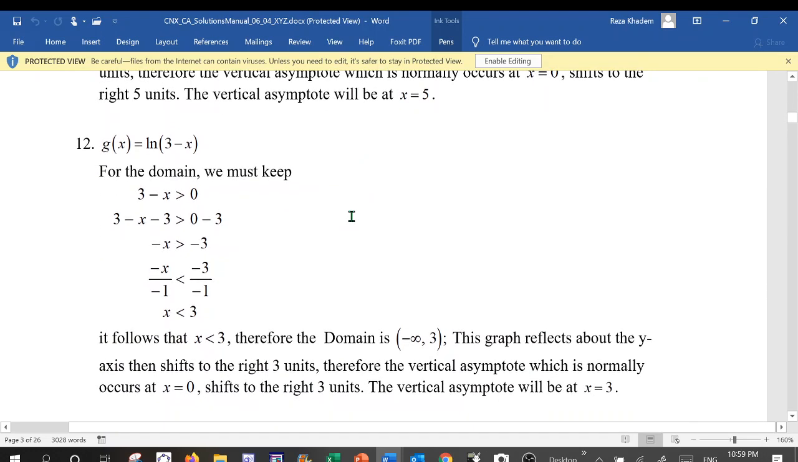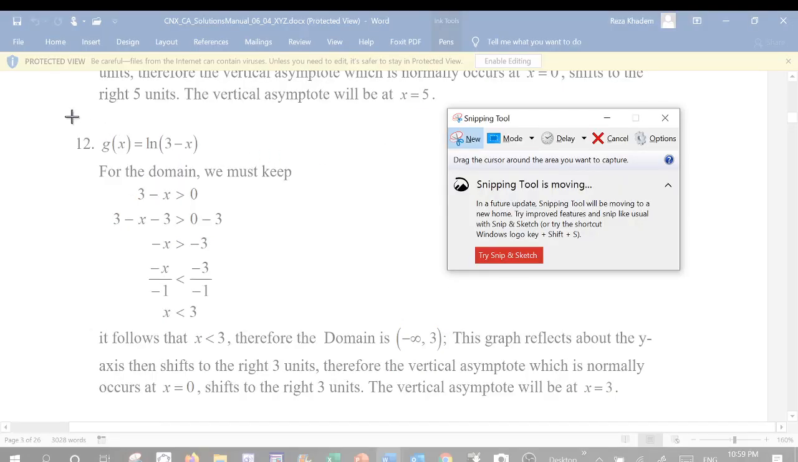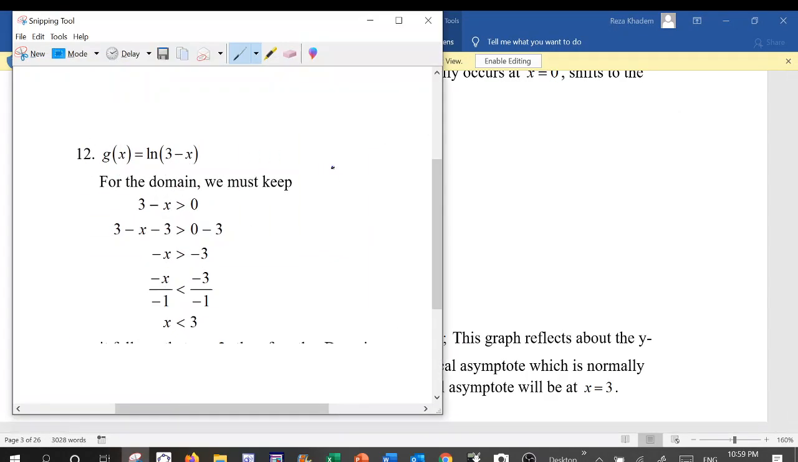Now in number 12, the same thing. So what's the domain? Well, if you move the x to this side, it will look like this. So x is less than 3. So that means anything to the left of 3 is the domain, right? And then where is the vertical asymptote for this?